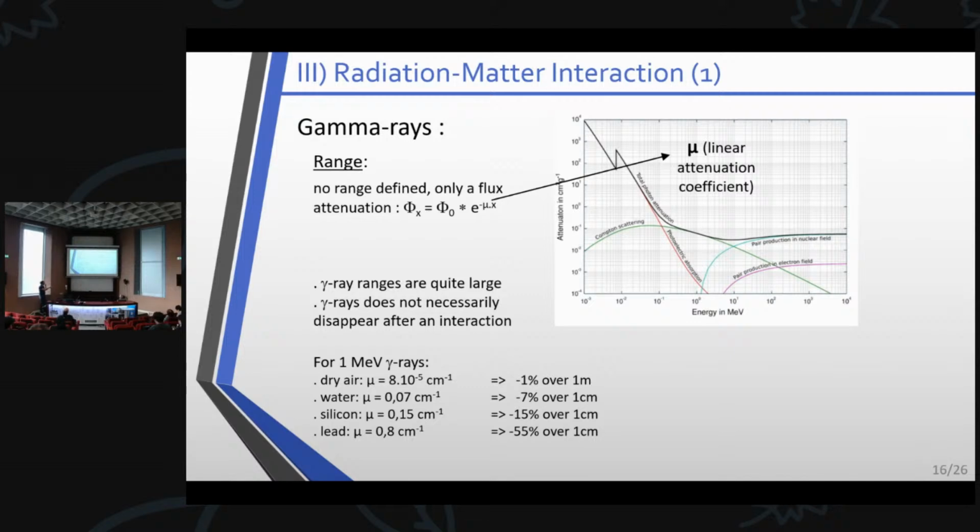I give you some examples of range for 1 MeV gamma rays. In air, you only lose 1% of the gamma rays in 1 meter of air. For water, it's 7% for 1 centimeter. For silicon, 15% for 1 centimeter of silicon. It's way above the thickness of an electrical circuit, so it's more or less transparent for very thin thicknesses.